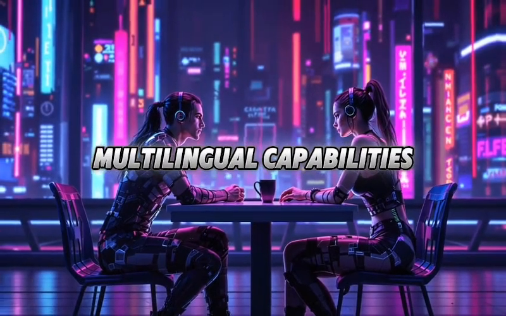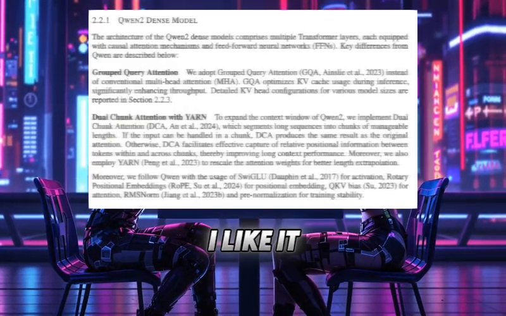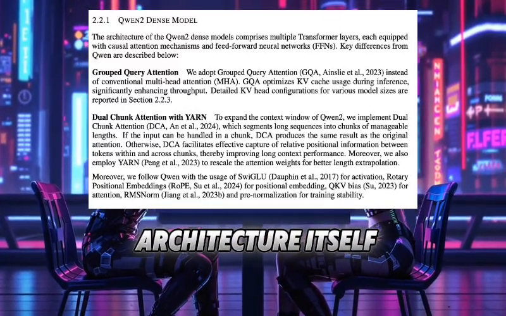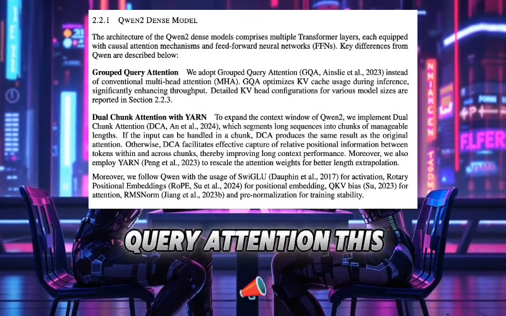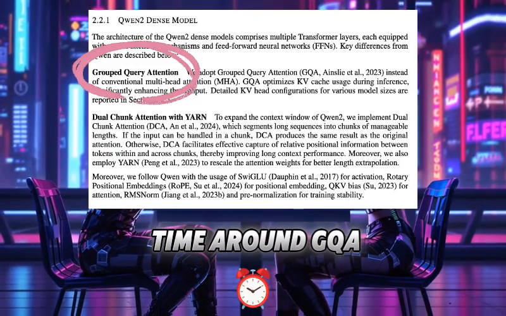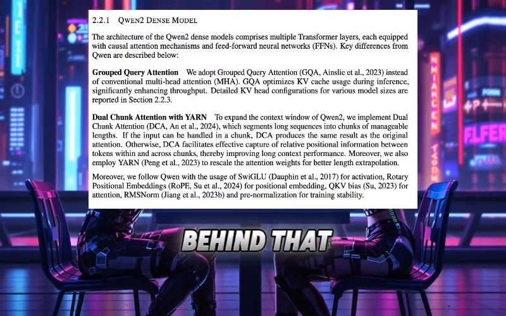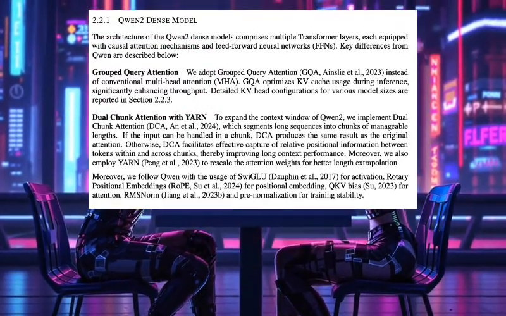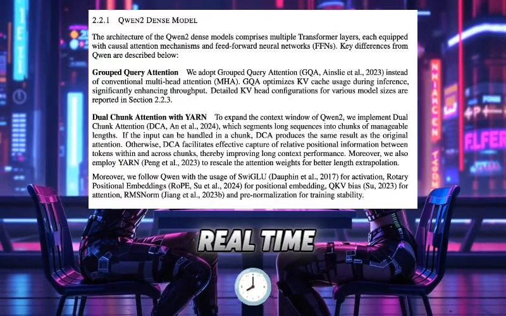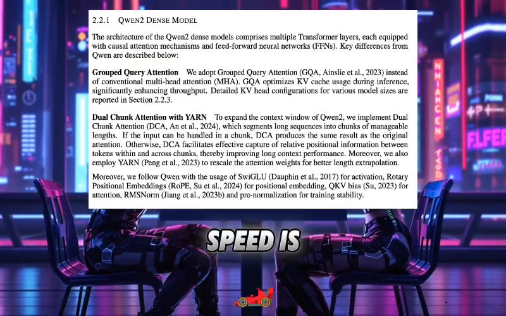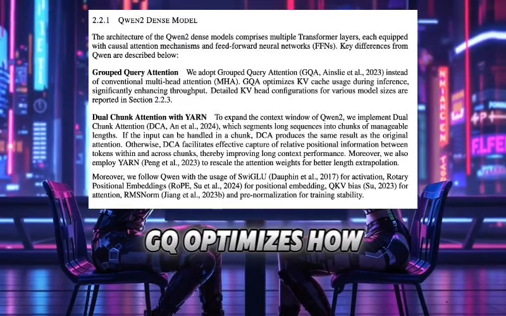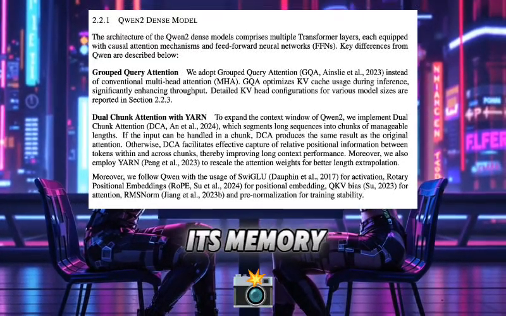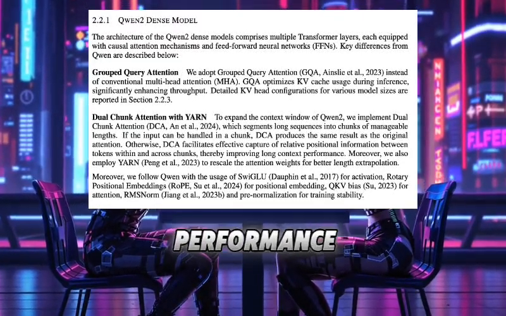Multilingual capabilities from the ground up. Yeah. I like it. But the model architecture itself has some new tricks. They switched to grouped query attention this time around, GQA. What was the motivation behind that? Well, it's all about efficiency, especially during inference. Okay. When you're using an LLM in real-time applications, speed is key. Right. GQA optimizes how the model uses its memory cache, and that results in faster performance.